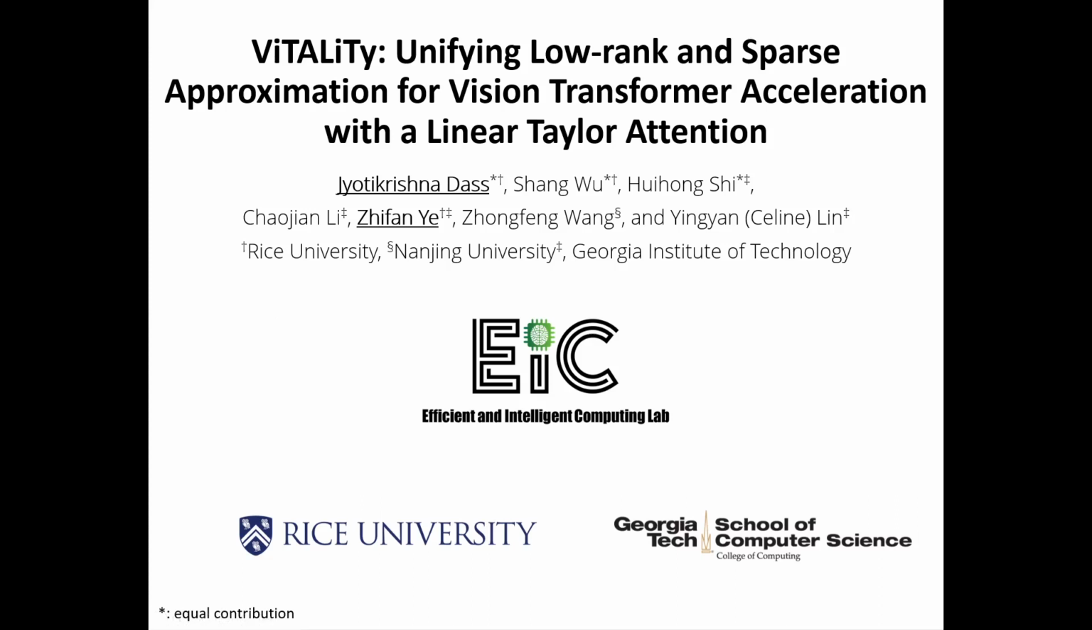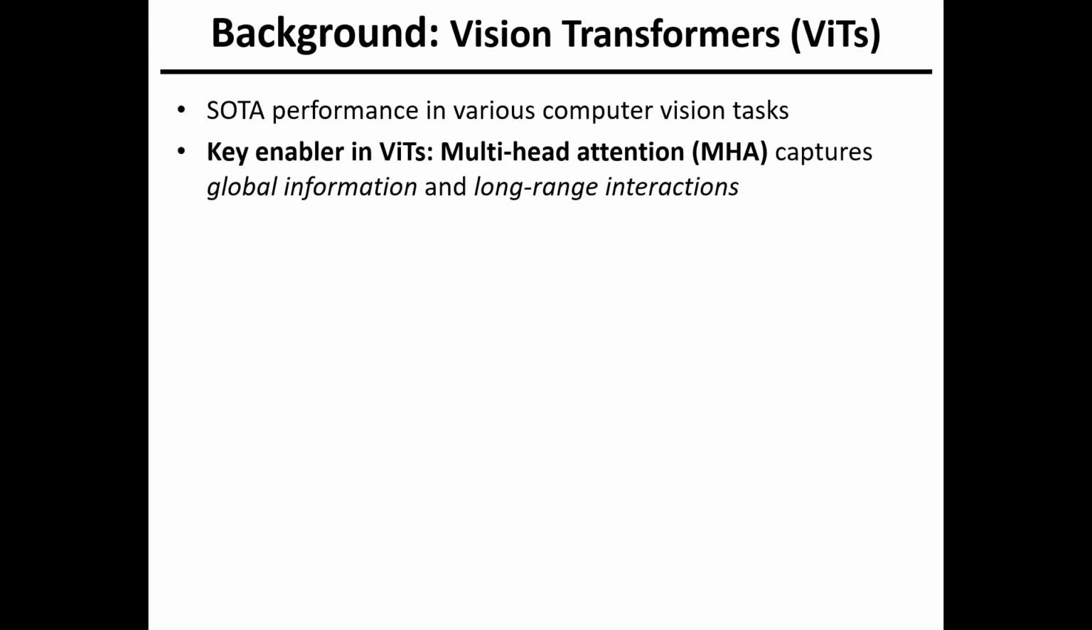Hi, today I'm going to introduce our work, ViTALiTy: Unifying Low-Rank and Sparse Approximation for Vision Transformer Acceleration with a Linear Taylor Attention. As is well known, vision transformers have achieved state-of-the-art performance in many computer vision tasks by outperforming CNNs in accuracy. The success of ViTs is attributed to its multi-head attention component that can capture global information and long-range interactions across patches of an image.